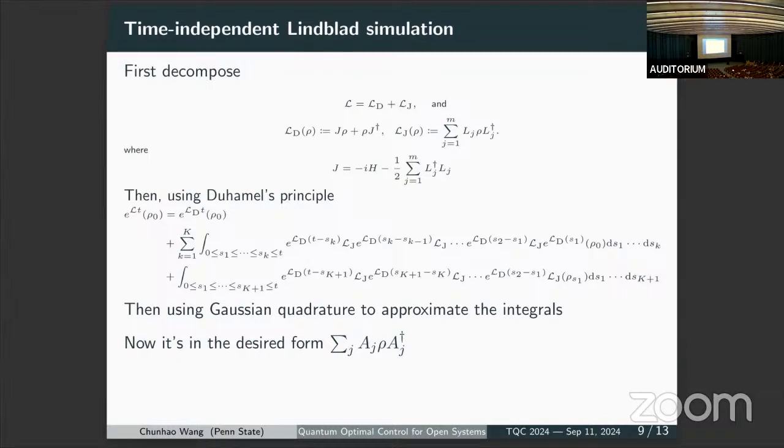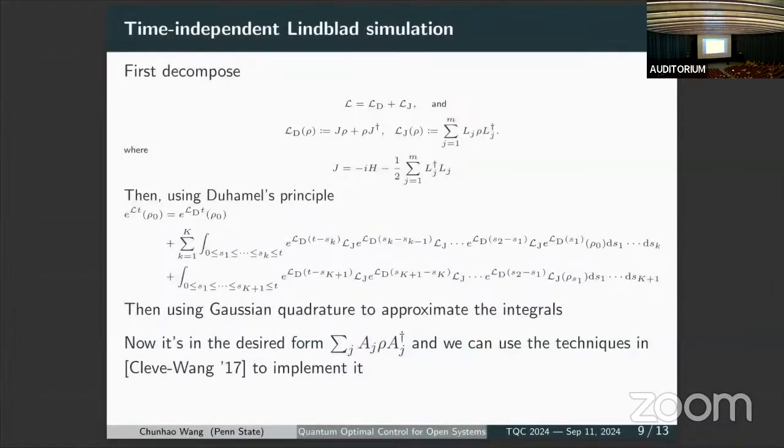So this term is nice because we have technical tools to implement it. For example, when you are given the block encoding of each jump operator, then you know how to implement this completely positive map by using the result from previous work. Then you can simulate this time-independent Lindblad evolution. And the previous work shows that the complexity for the simulation is T times polylog T over epsilon. So this is the time-independent case.